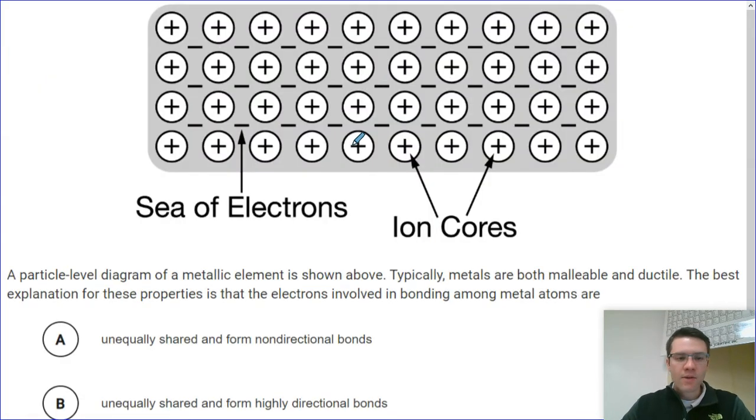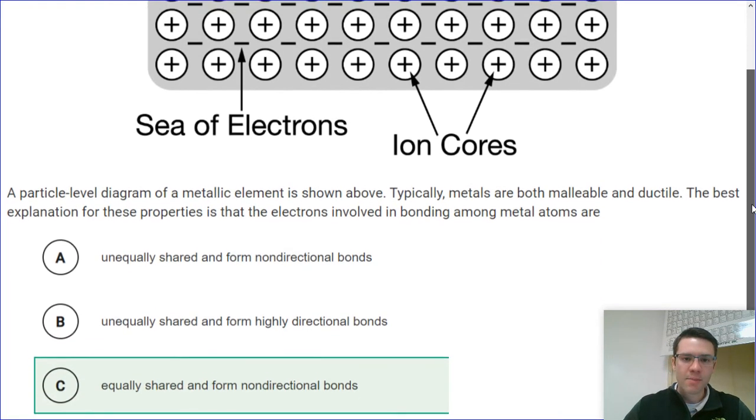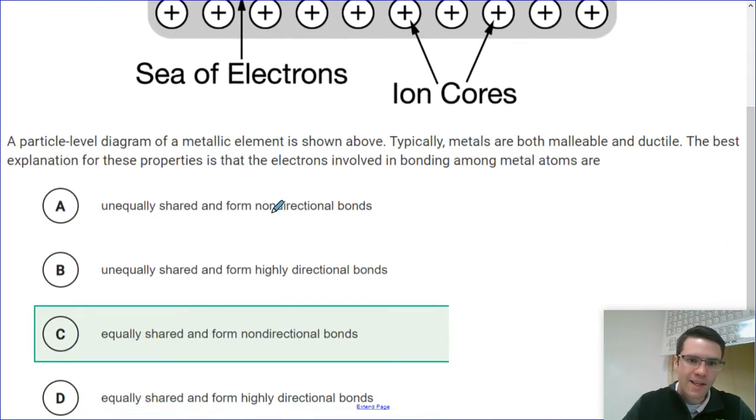Okay, let's take a look at this one. The particulate level diagram of a metallic element is shown above. Typically, metals are both malleable and ductile. That means it can be pounded into a sheet or stretched without breaking. The best explanation for these properties is that the electrons involved in bonding among metal atoms are the reason that... I expect that most of you got this wrong is because you didn't understand what directional means.